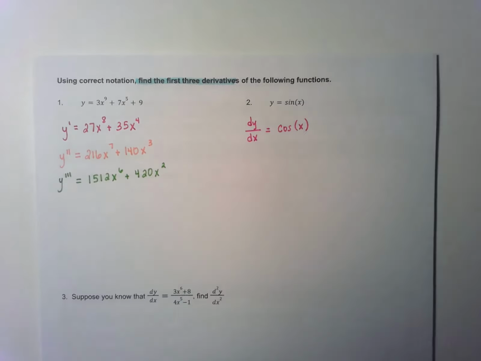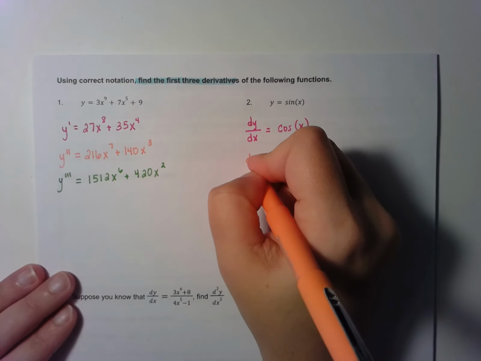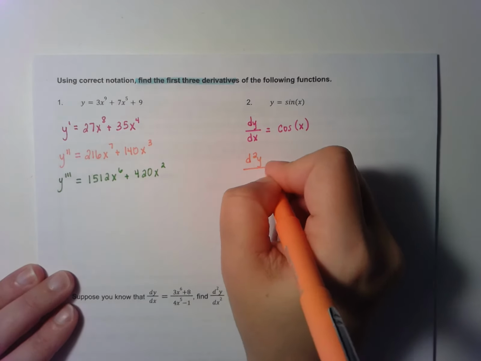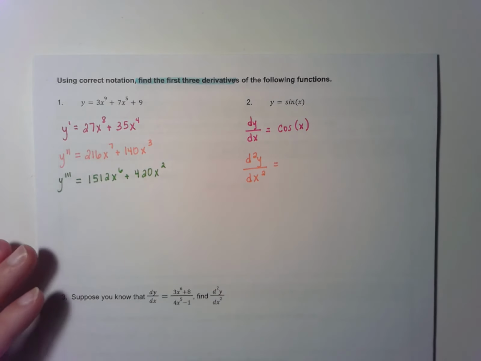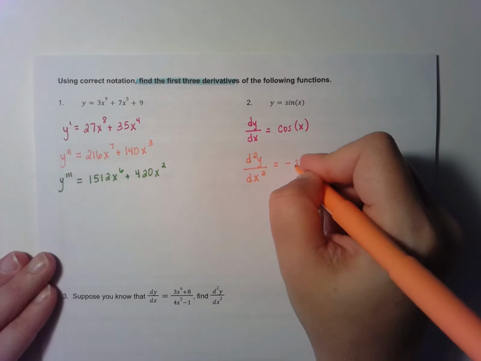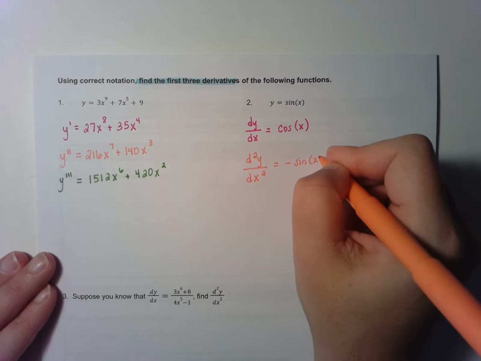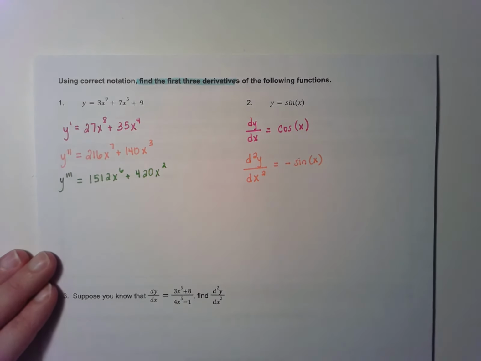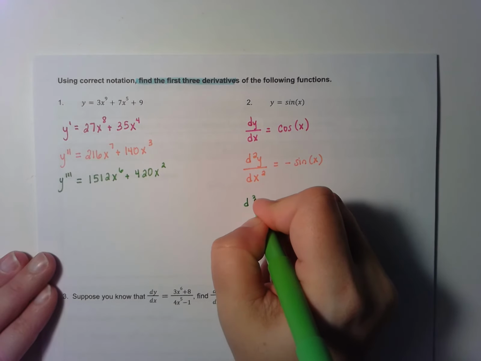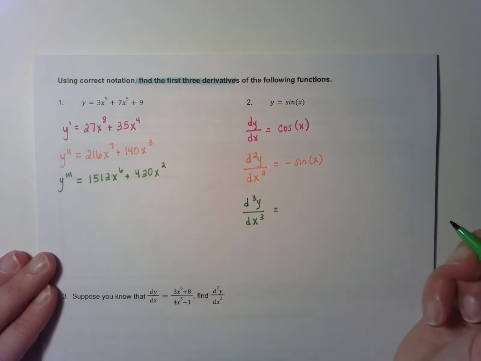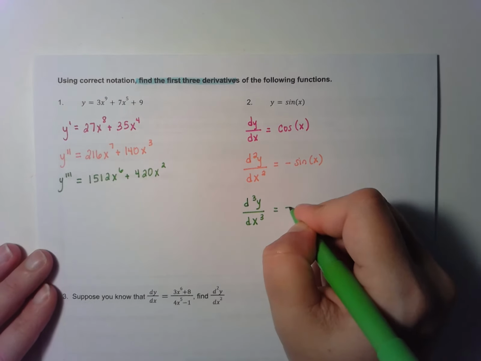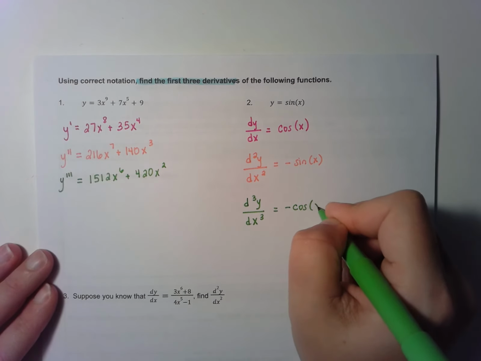The second derivative here, oops, got a little fuzzy there. Let me see if I zoom out a little bit. There we go. The second derivative here, so d squared y over dx squared, would be the derivative of cosine, which is negative sine of x. And the third derivative here, so d cubed y over dx cubed, would be the derivative of negative sine, which would be negative cosine of x.